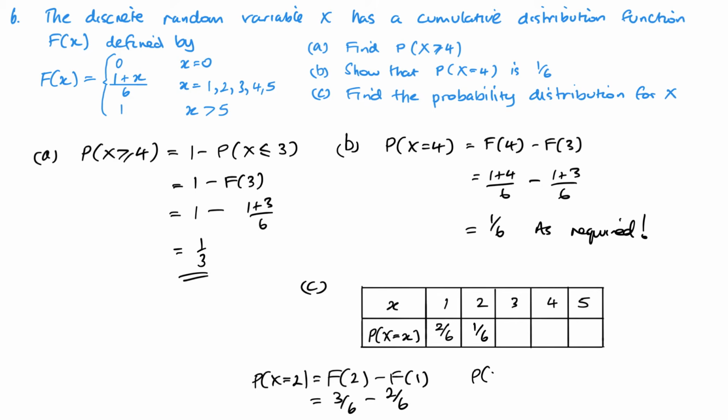Then for when x equals 3, we're looking at f of 3 minus f of 2. So f of 3 is 4 over 6, f of 2 is 3 over 6, which is going to give me 1 over 6, and so on. And then all that's left is to simplify my 2/6 fraction as 1 over 3.